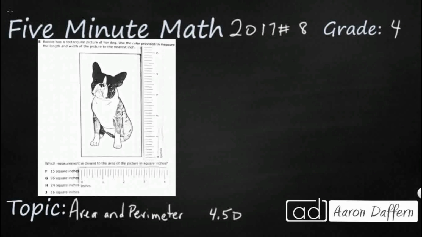Today we are looking at the 4th grade concept of area and perimeter. This is standard 4.5D in the great state of Texas, and we are using item number 8 off the 2017 released STAAR test. If you have not done so already, please go ahead and take a moment to pause the video, work this problem out on your own, unpause it, and then we will look at our answers together.